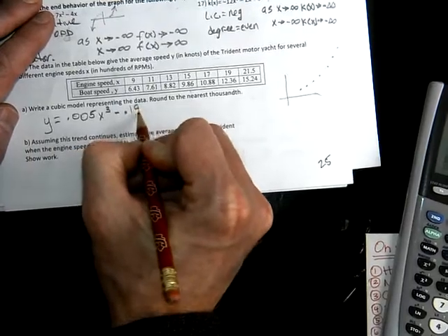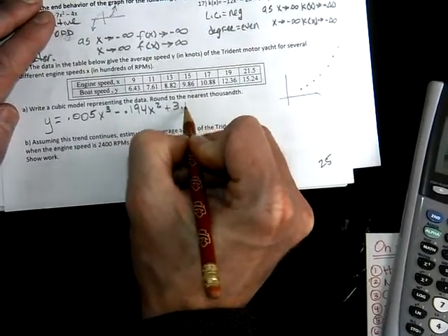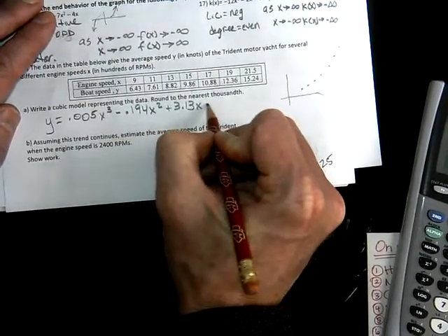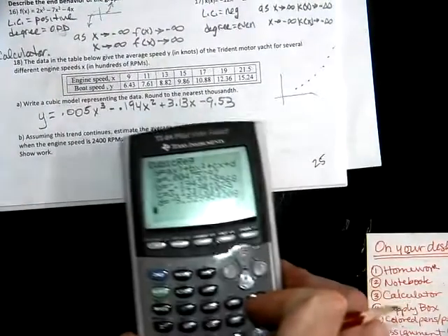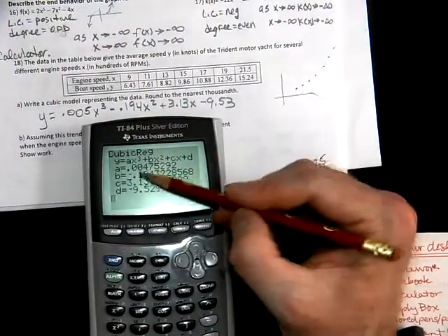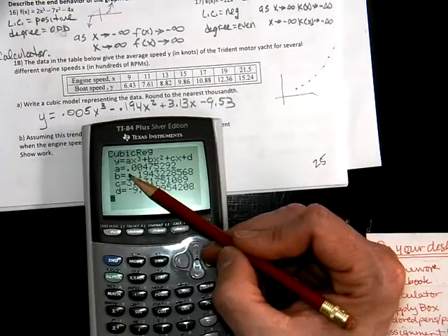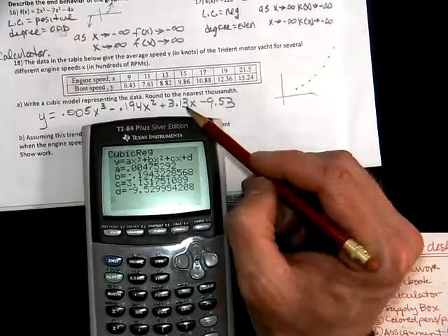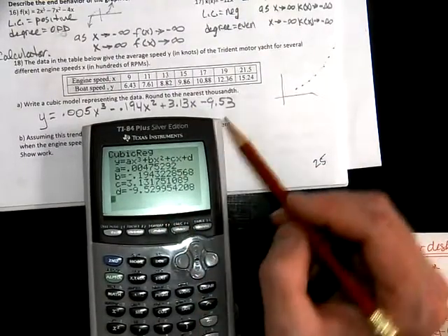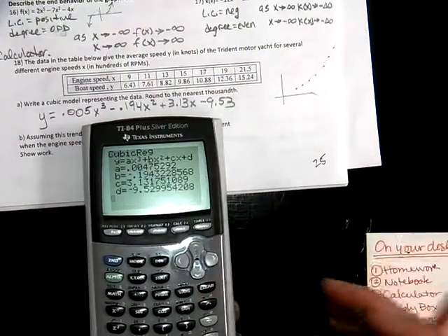Minus 0.194x squared plus 3.13x minus 9.53. So the coefficients are 0.005, negative 0.194, 3.13, and negative 9.53.